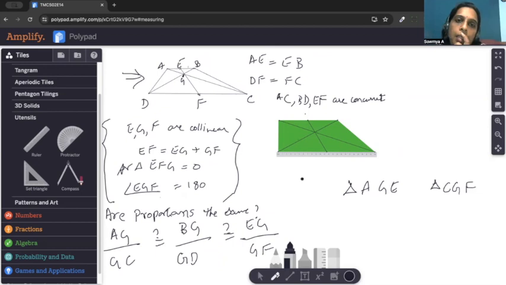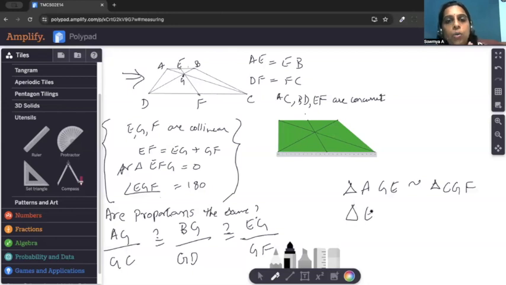Similarly, triangle, wait, one sec. What is the symbol for similarity? I forgot. Similarity is just a wavy line. This? It's just the tilde. Yeah, just only once.